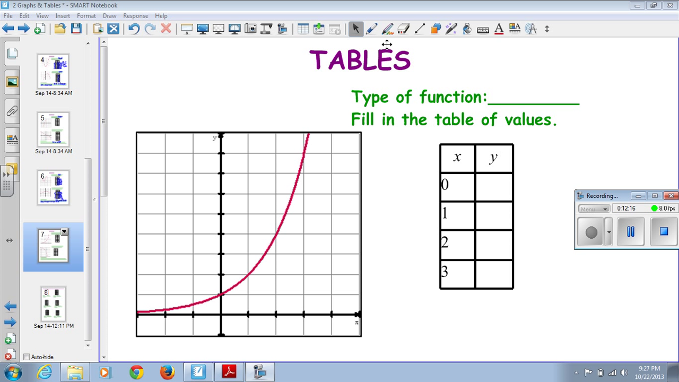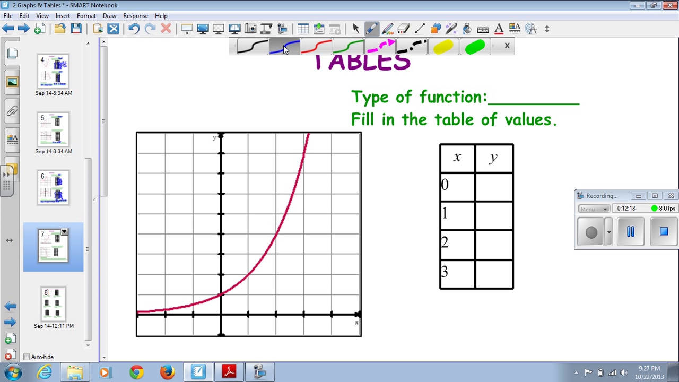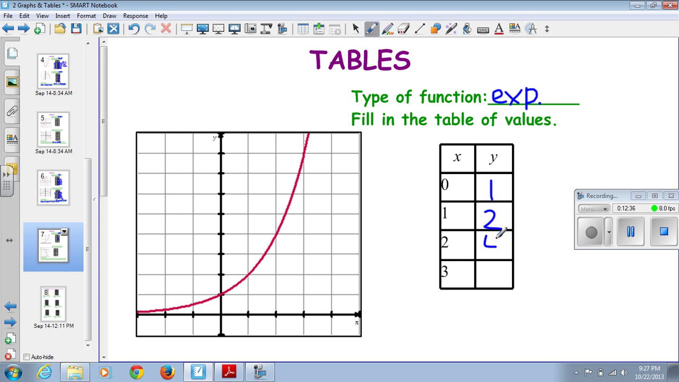Our last type, we have exponential graphs. I'm going to abbreviate this. And we're going to fill in the points here on our table. So when x is 0, y is 1. When x is 1, y is 2. When x is 2, y is 4. When x is 3, y is 8.